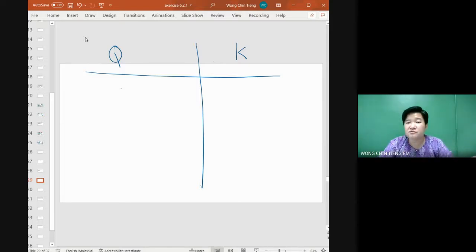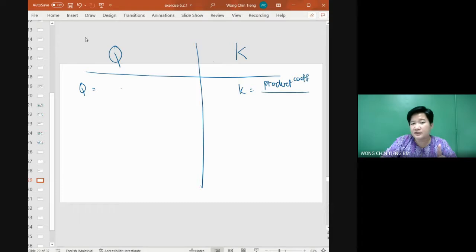The product of the coefficient of the products versus the reactants, to the power of the coefficients. So first and foremost, you need to know that your Q and your K share the same expression. That's nothing. In other words, the formula is no longer an issue right now, because if you can write the formula for K, you can write it for Q.